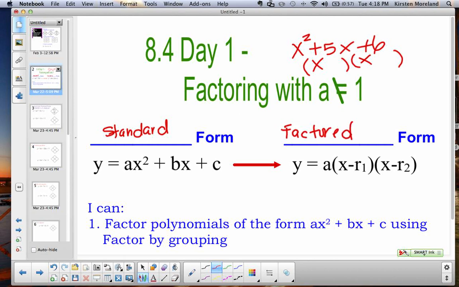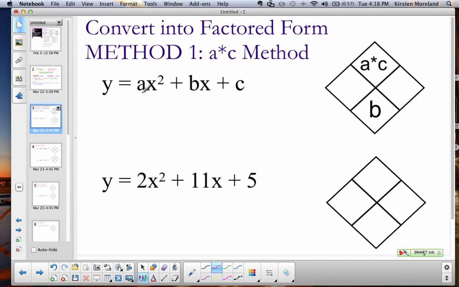But it's going to be slightly different now because I'm going to have something like 2x squared plus 11x plus 5. And so I'm not going to need just an x and an x, I'm going to need 2x and x for my beginning. So it's going to be a slightly different method but very similar. So when I have ax squared plus bx plus c, where a is not equal to 1, I have to multiply a and c together to get the top of my diamond. And I still want to add to the middle term, which is b.